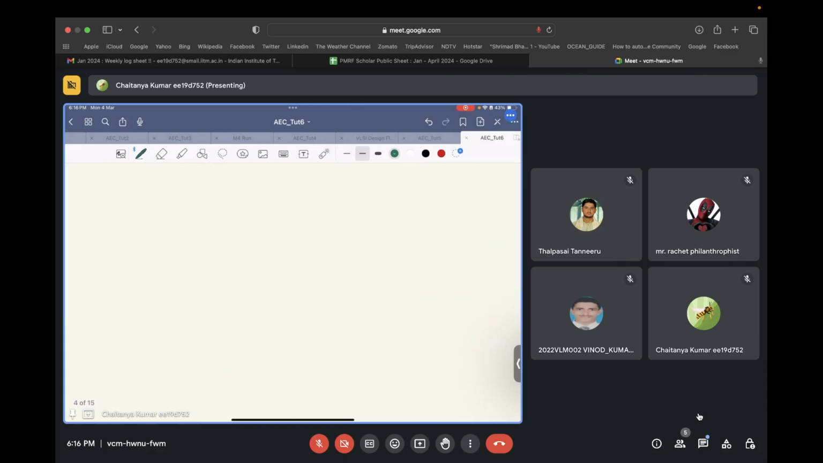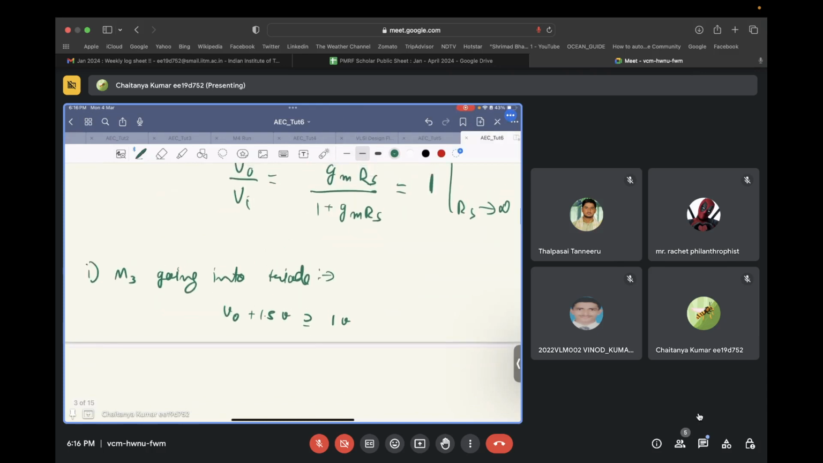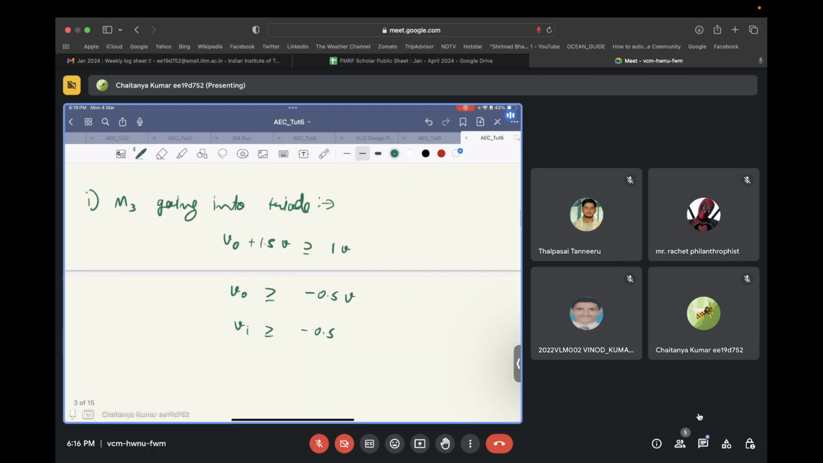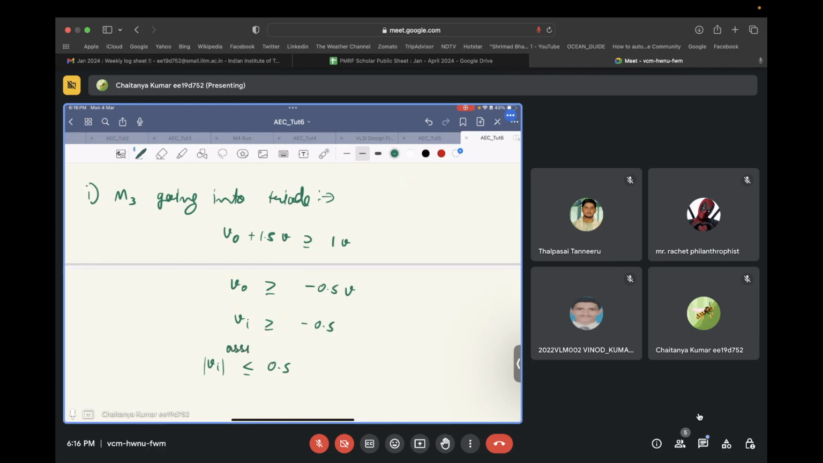That means VO must be greater than or equal to minus 0.5 volts, and since we know that the gain of this circuit is 1, Vi must be greater than minus 0.5 volts. So based on the first limit, if Vi is assumed to be a sinusoidal voltage, the amplitude of Vi can only be less than 0.5 volts. Do you follow? Assuming Vi to be sinusoidal.